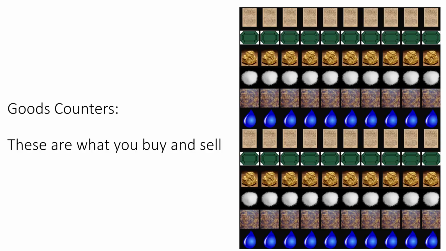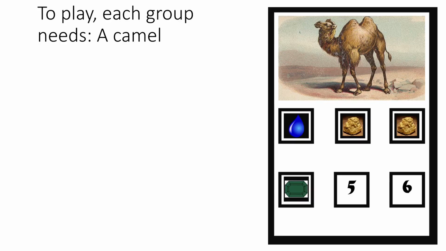You will also need goods counters. These are what you buy and sell. You might recognize them from the upper left-hand key on your board. You also will need a camel. Groups start with 1 camel, but can buy more starting on the second turn.